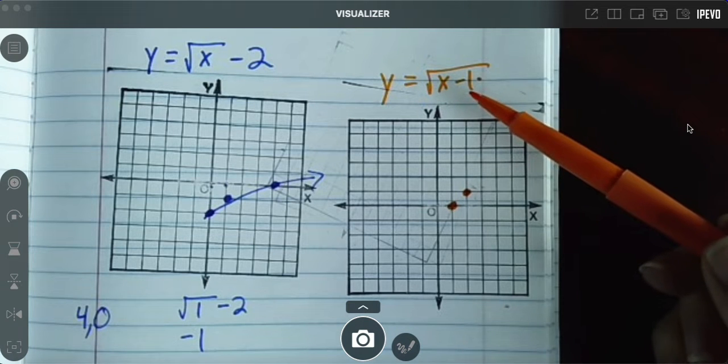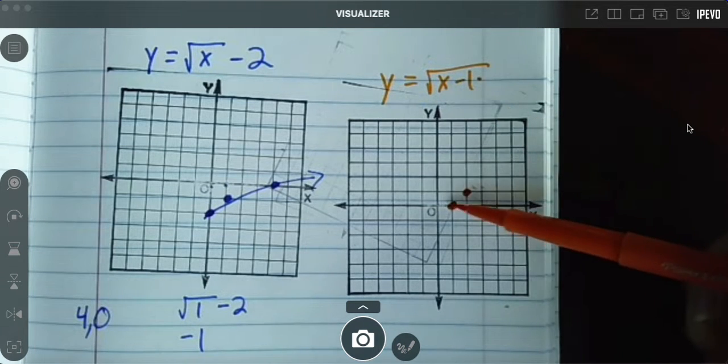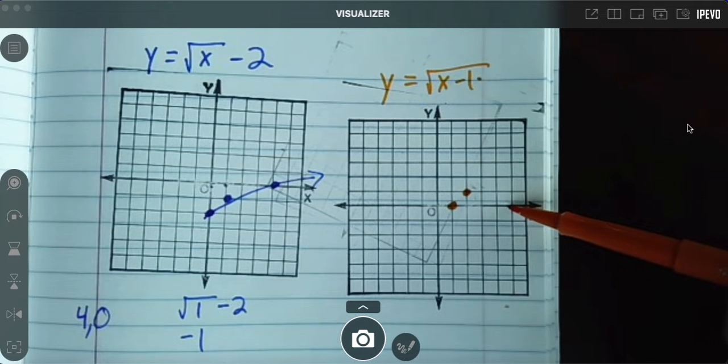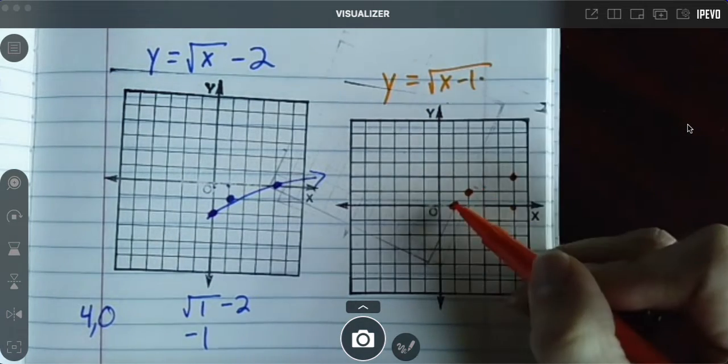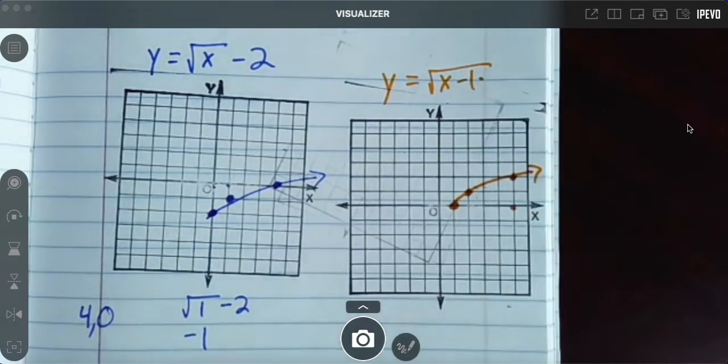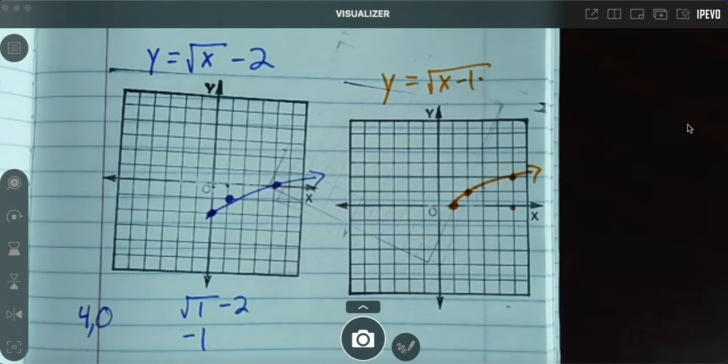You could pick a 5 for the x. So go over 1, 2, 3, 4, 5. And then what's 5 minus 1? Square root of 4 is 2. So there you go. And it's going that way. It's just that little curve, like that part of a parabola that's sideways.